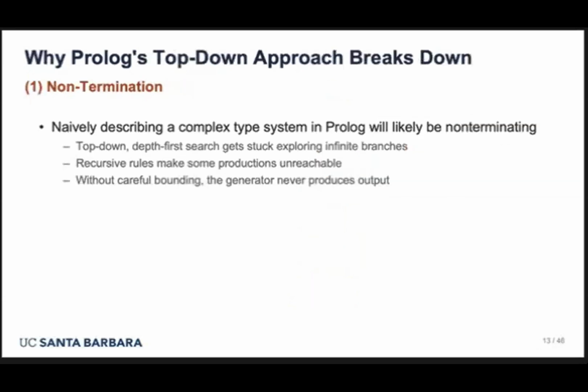Let's look at why that top-down approach breaks down in this scenario. The dream that we spoke about of running the type checker and then automatically having a generator breaks down for anything that has a more complex type system. The first issue that we run into is non-termination, and that is precisely because of what I described. With Prolog's top-down depth-first search strategy, we can get stuck exploring infinite branches, and without careful bounding, the generator is basically just going to spin and never produce anything.